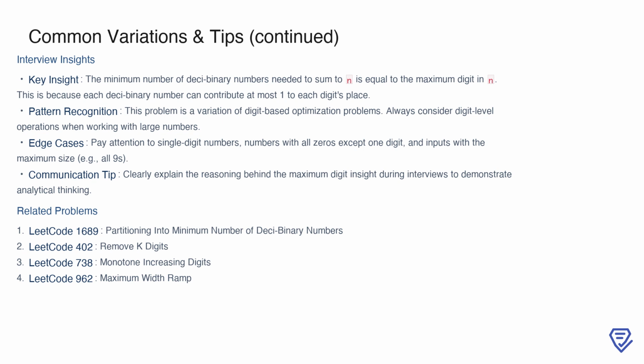This type of problem fits into a broader category of digit-based optimization challenges, so it's always helpful to think about operations at the digit level when working with large numbers. Don't forget to consider edge cases, such as single-digit numbers, numbers with all zeros except for one digit, or inputs with all nines. During interviews, ensure you clearly explain the reasoning behind the maximum digit insight, as it showcases your analytical problem-solving skills. Similar problems that you can explore include partitioning into minimum number of Deci-Binary numbers, remove k digits, monotone increasing digits, and maximum width ramp.